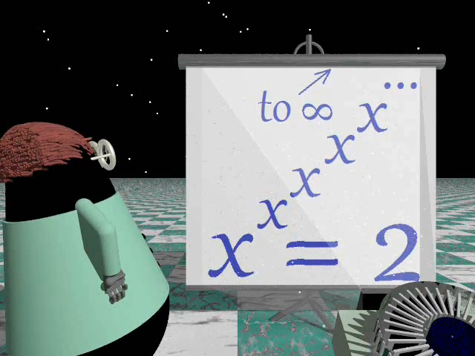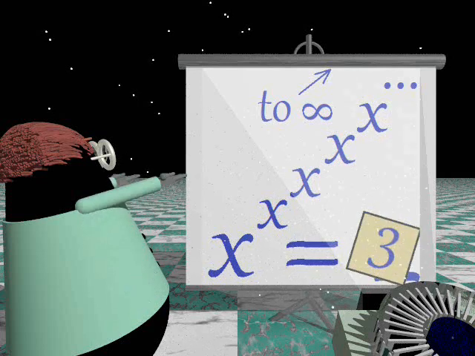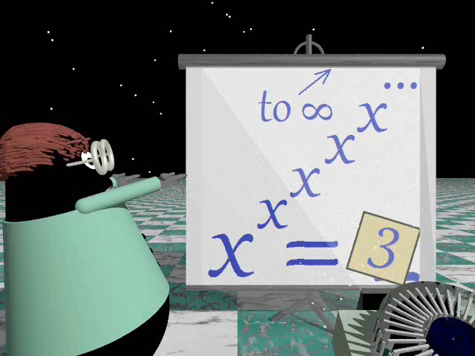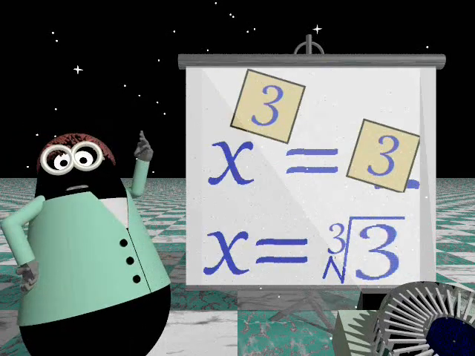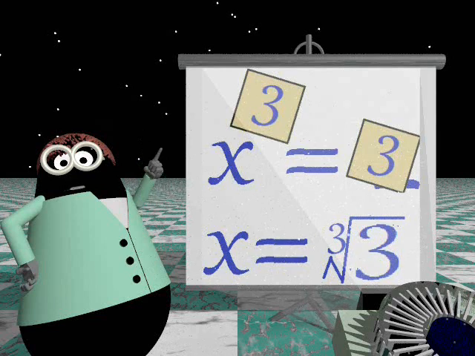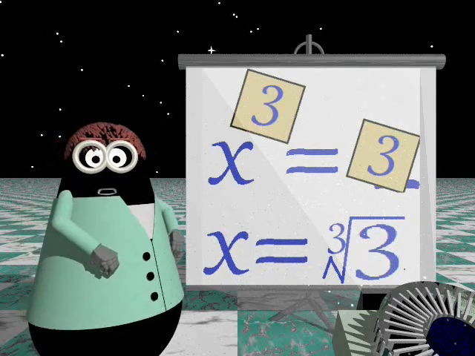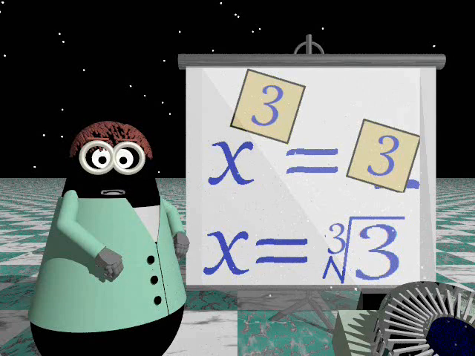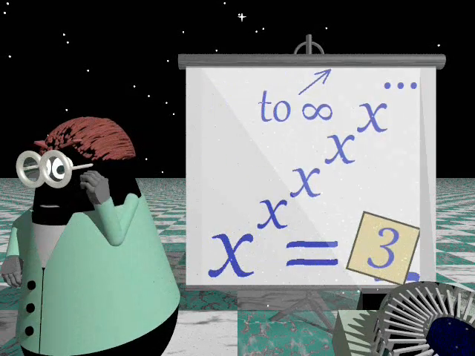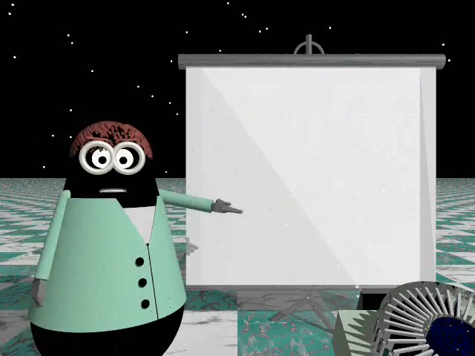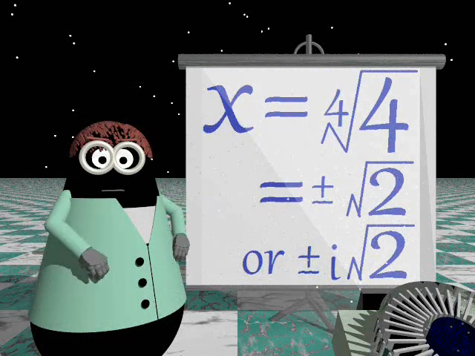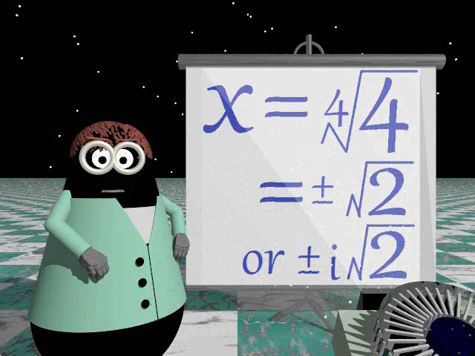Let's replace 2 in that equation with 3. X raised to the power of itself infinitely comes to 3. What's x? Well, applying the same logic tells us that those powers must themselves be equal to 3. Take the powers out and put 3 in their place, and we see that x must be the cubed root of 3. The problem comes when we try the same thing with x equal to 4. You won't be surprised to hear that the solution to this equation is x equal to the 4th root of 4. Same logic as before.